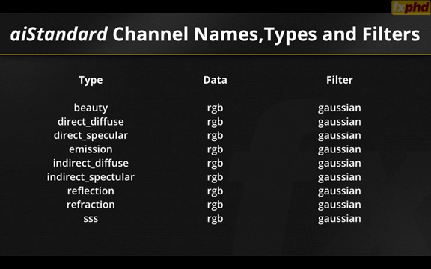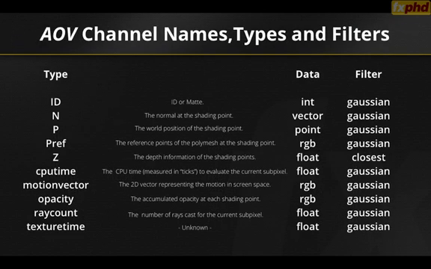And for all of those they need to be a data type of RGB, and they need to be set to Gaussian filter or whatever you choose, but Gaussian's the standard one. Then we have the AOV channel names, their types and filters, and these are a little bit more complicated. We basically have an ID pass, normals, point, Pref, Z, CPU time, motion vectors, opacity, ray count and texture time. And you can see I've defined what each of those do.